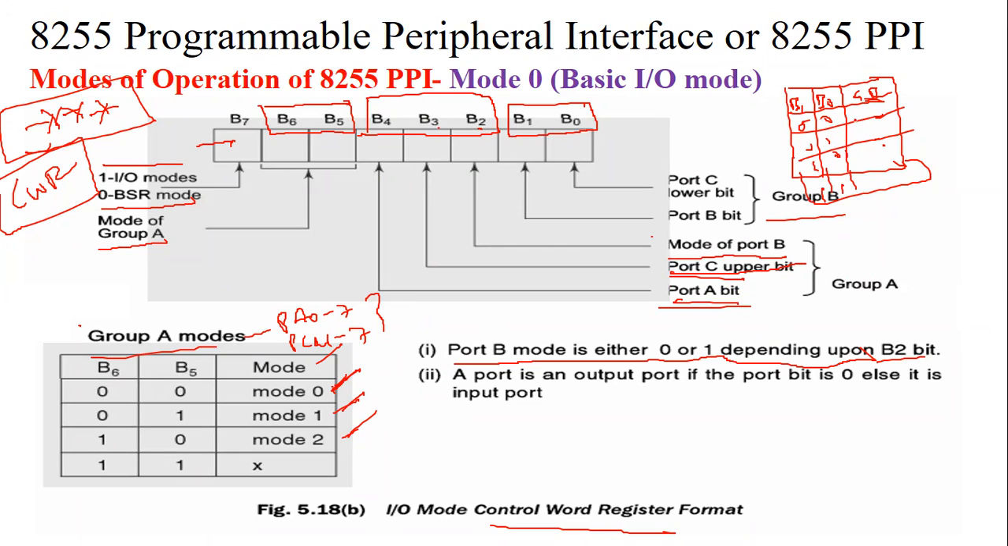Now see again the group A modes and group B modes. These are to remember and note down. Group B modes: mode 0, mode 1, then mode 2. When these are all equal to 1, there is no operation. Again, these are the group B modes, indicated by B0, B1. Group A modes are indicated by B6 and B5.